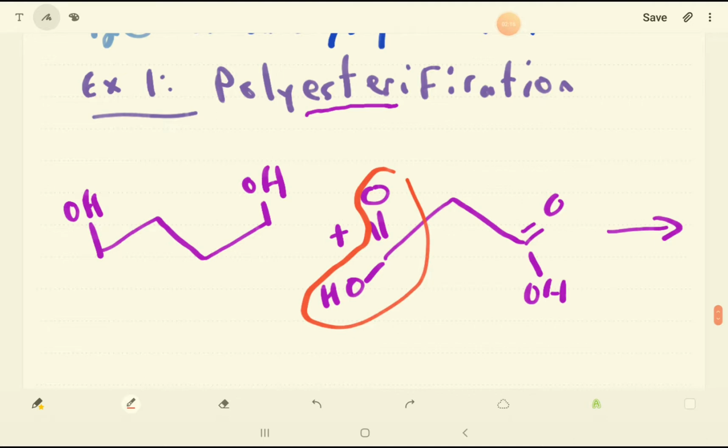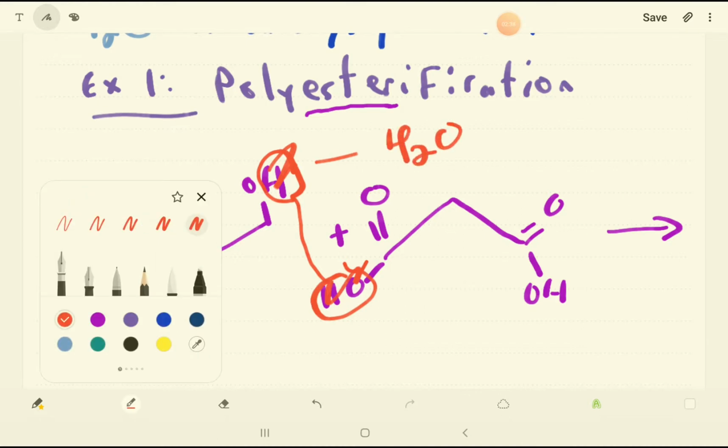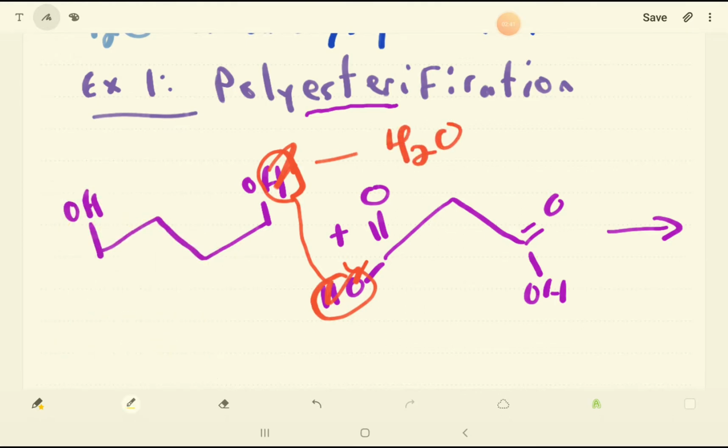Now the way this works is it's going to react one at a time. Just like in ester reactions, the OH of the carboxylic acid is going to react with the H, and together that will make water. Then that leaves an available bond for our oxygen and an available bond for the carbon over here. And like our ester reactions, they're going to link at the carbon.